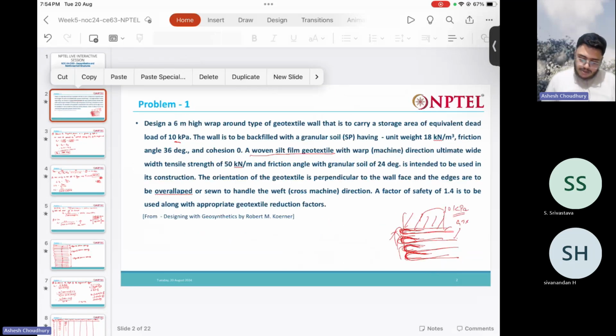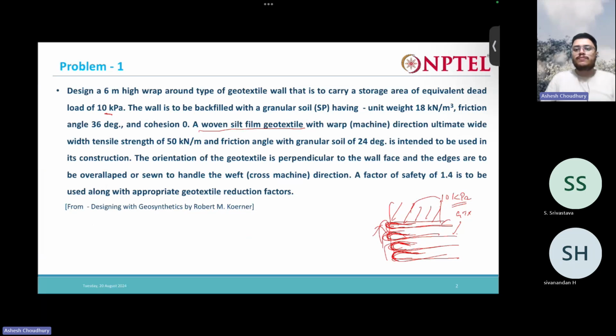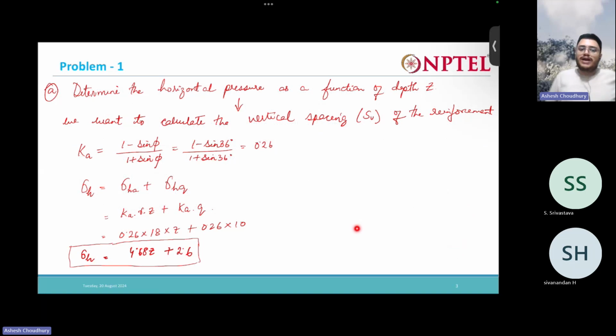So this was our question. We were asked to design a wrap around geotextile wall. So first, we determined the horizontal pressure at any depth, which is a function of the depth z.